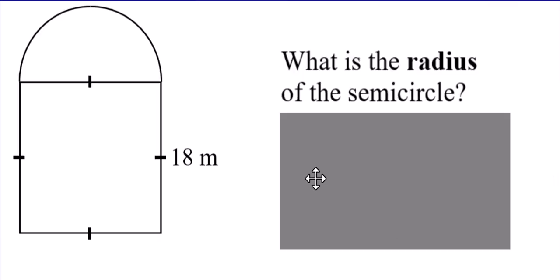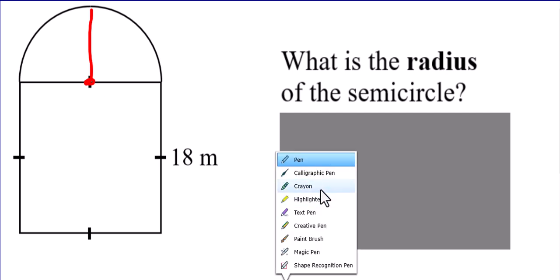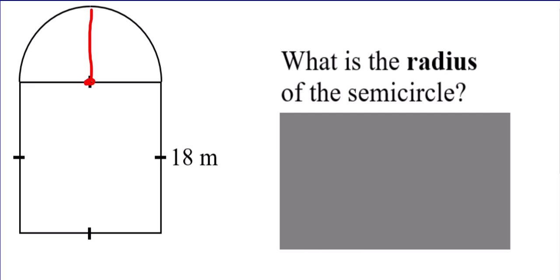Okay, how about this one? What is the radius of the semicircle? Radius would go from the center of the semicircle, which is actually here, to any edge. I'm just going to go ahead and draw it straight up. It doesn't really matter which way you would draw it. How am I going to get that? Well, I know the diameter. The diameter is the whole way across, and that would be the same as this length here.